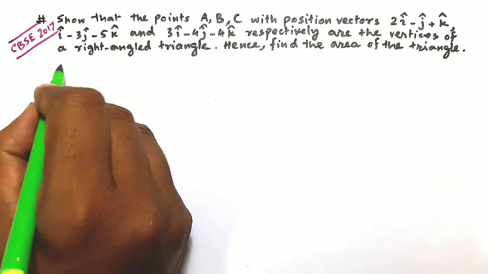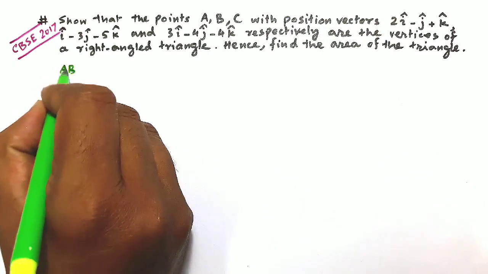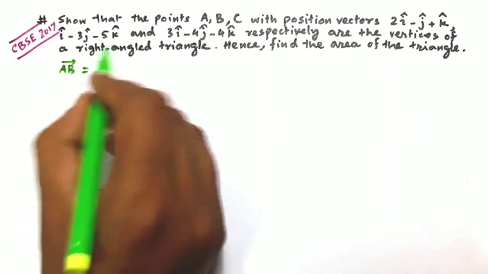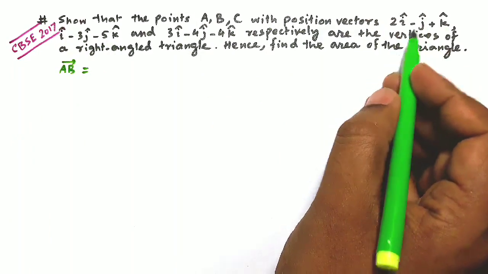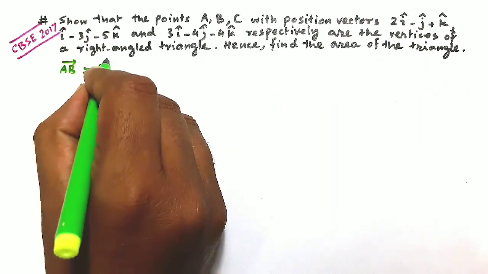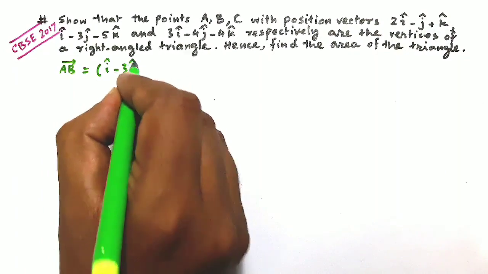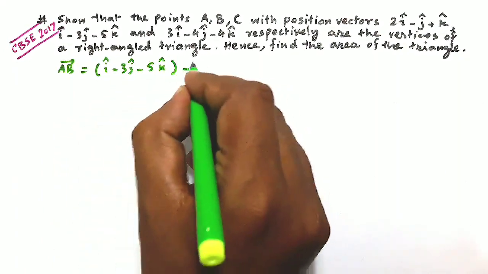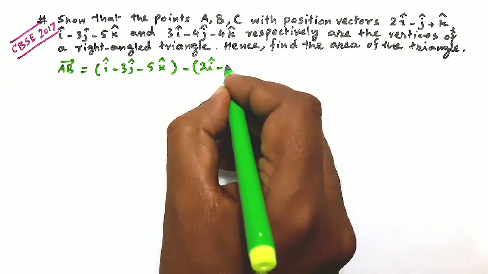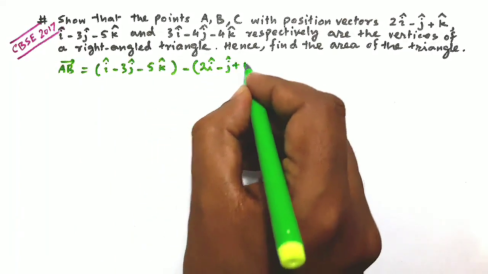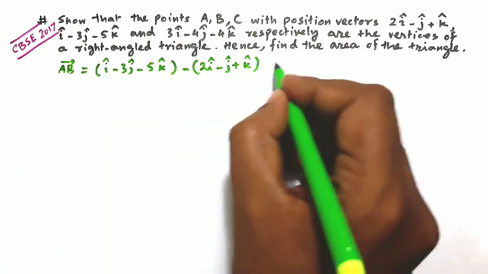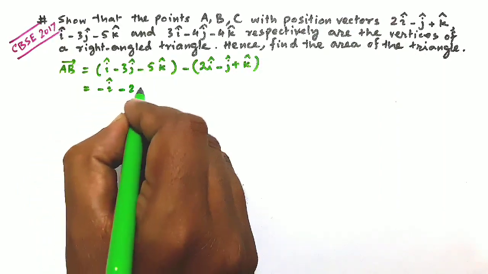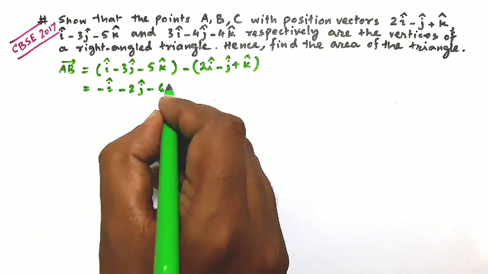Friends, first of all we shall find the vector AB. How to get the vector AB? The position vector of B minus the position vector of A. That means i cap minus 3j cap minus 5k cap minus 2i cap minus j cap plus k cap. So we are getting the AB vector as minus i cap minus 2j cap minus 6k cap.